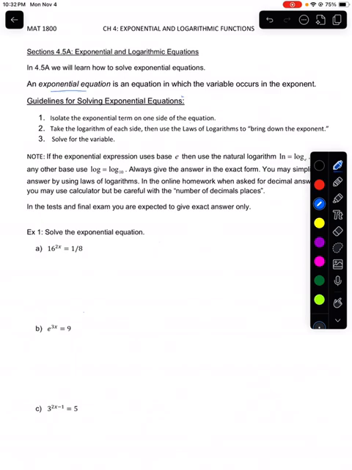So, guidelines for solving exponential equations: if you have this situation, the first thing is to isolate the exponential term. If it is already isolated, then the first step is done. And then, since the variable in exponential equations will be in the exponent, we want to bring it down. There are two ways to do it. One way is to just convert the equation into the logarithmic form, or we can apply the logarithm on both sides and then go from there by using the properties and the laws of the logarithm.